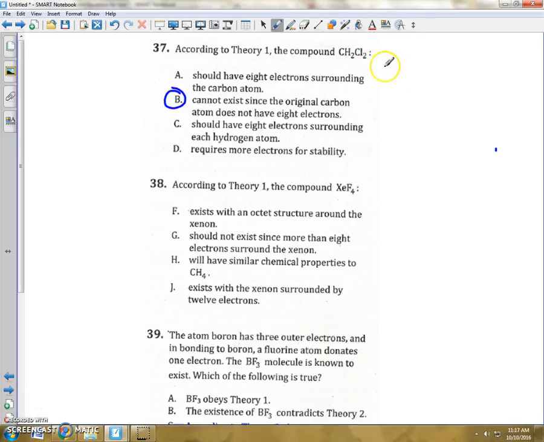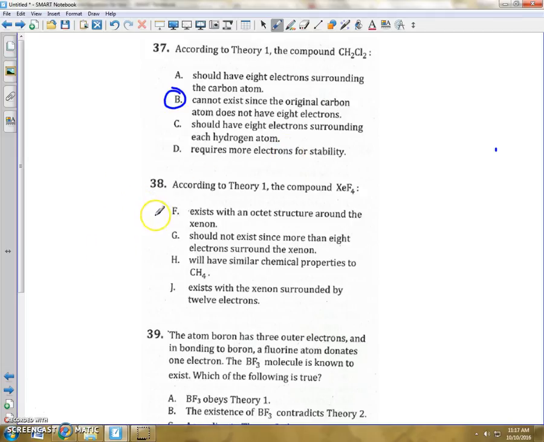Now this is the one that when I did the practice I actually missed. I thought the answer was A. It should have 8 electrons, but it doesn't, right? So I think what they're trying to say is that this compound does not have 8 electrons surrounding the carbon atom, because there's H2 there. So that one was the one I missed, and hopefully you got it right.